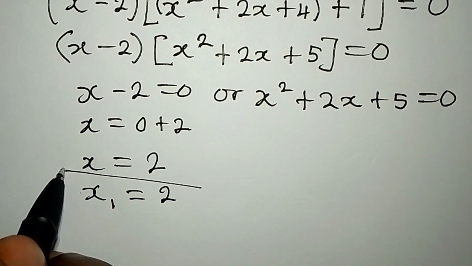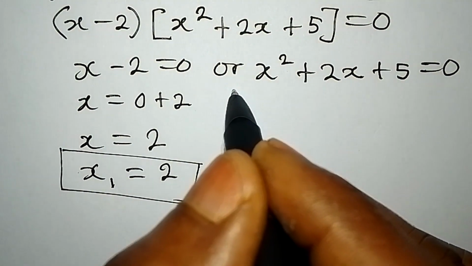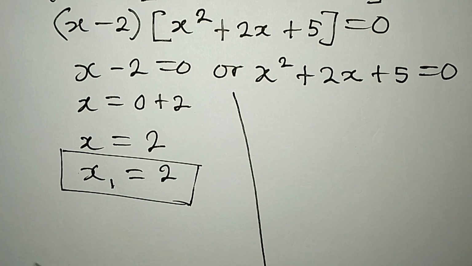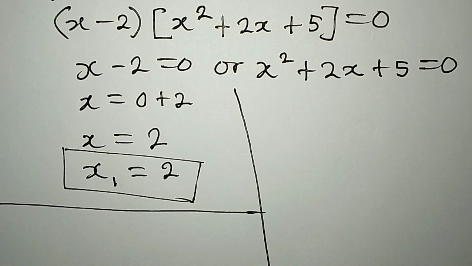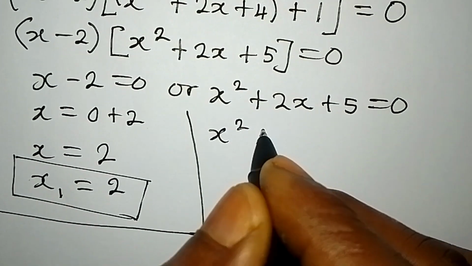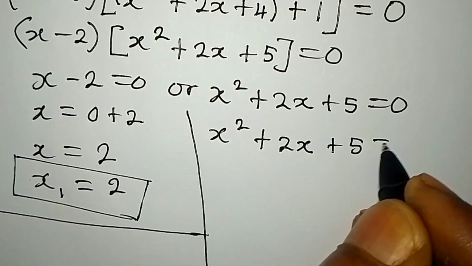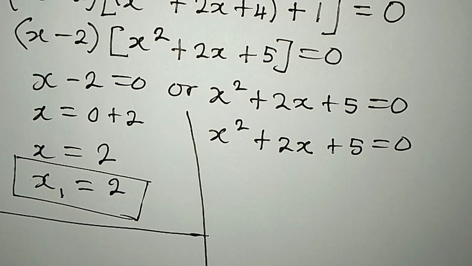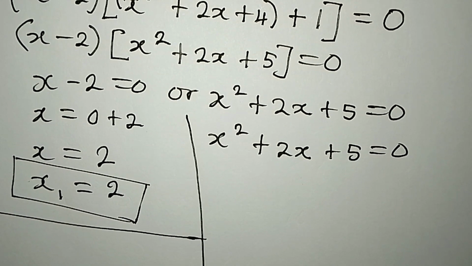So this is the first value of x, and it is a real solution. To get the other value of x, I would like us to go back to this quadratic equation, and then we deal with it. We have x squared plus 2x plus 5 equals 0. And we are going to solve this by using the formula method, right?